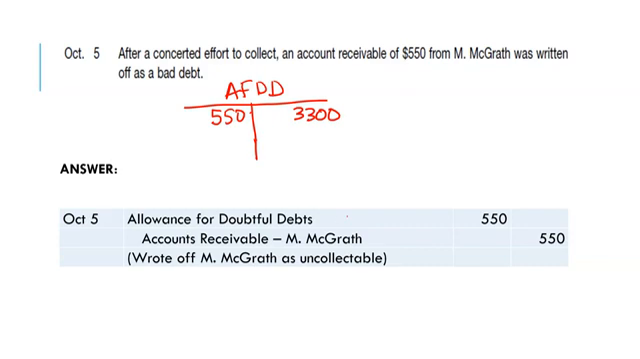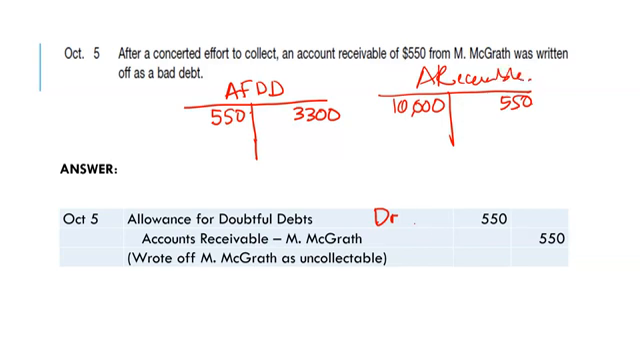So the journal entry will be debit allowance for doubtful debt, and you are going to credit your account receivable. Your account receivable before this, maybe you have 10,000. Now you're going to write off 550 from your account receivable. This is credit account receivable of McGrath by 550.